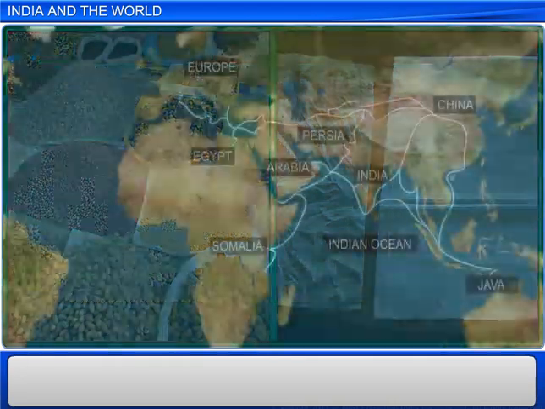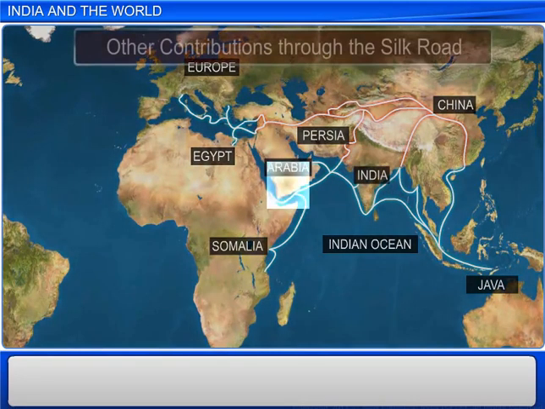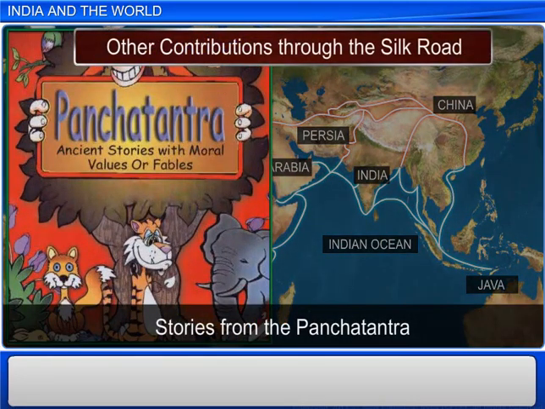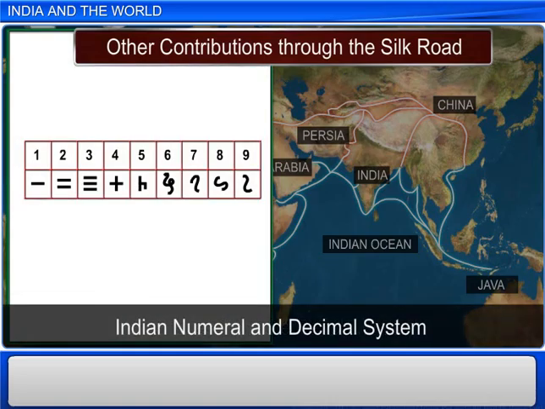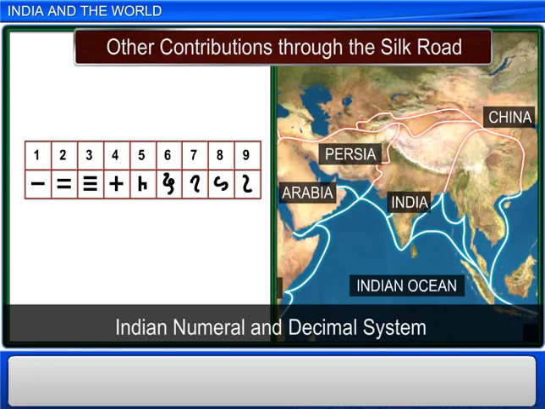Some other significant contributions that India shared with the world through these routes include stories from the Panchatantra, mathematical basics such as Indian numerals and the decimal system.